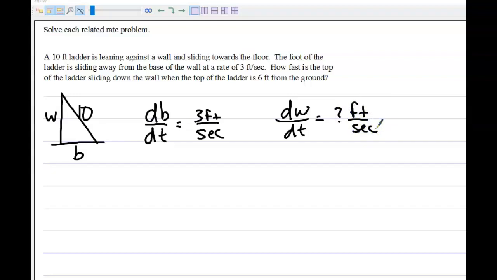So since it's sliding down the wall, the W is going to be shorter. We're going to expect this answer to come out negative. We don't really need to force it. It's going to happen naturally, but just know we should end up with a negative here in the end. Okay, so I'm looking for a formula that connects B to W. And I can do that if I use the Pythagorean Theorem.